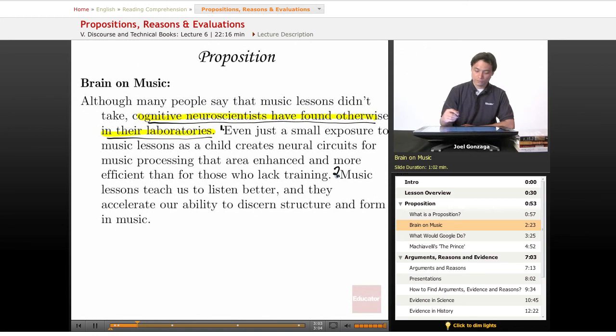"Then music lessons teach us to listen better," etc., etc. So in this case, I have one proposition here that's underlined. Notice it's not a full sentence, it's just part of a sentence. And I even found a couple reasons. Reason number 1 and reason number 2. You can go ahead and pause this and read this whole thing if you like.